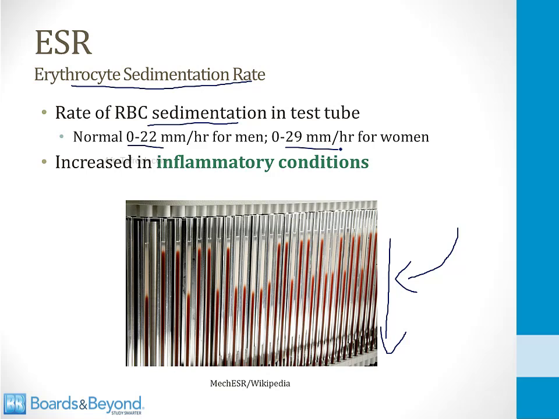What you need to know about the ESR is that it is increased in inflammatory conditions. So anything in the body that causes inflammation can raise the ESR. The reason this happens is because in the setting of inflammation, protein levels in the plasma increase, and those proteins are sticky, and they cause the red cells to clump together, and therefore they settle faster to the bottom of the tube. That means that the rate of sedimentation will go up, the ESR will go up when any inflammatory condition is present in the body.